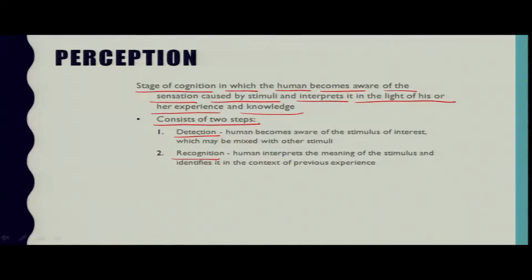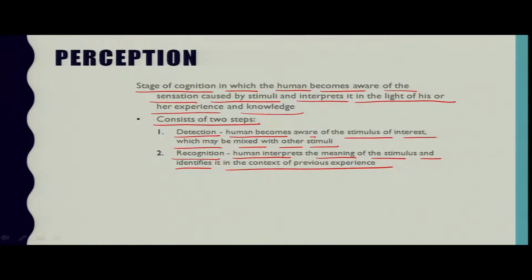The first one is detection, which means that the human becomes aware of the stimulus of interest, which may be mixed with other stimuli. The second is recognition, in which the human interprets the meaning of the stimulus and identifies it in the context of previous experience.